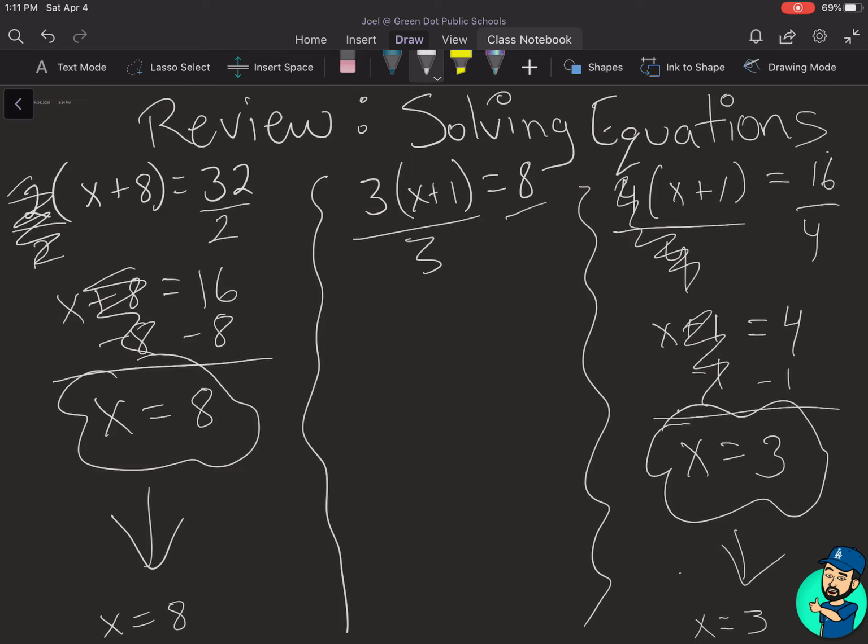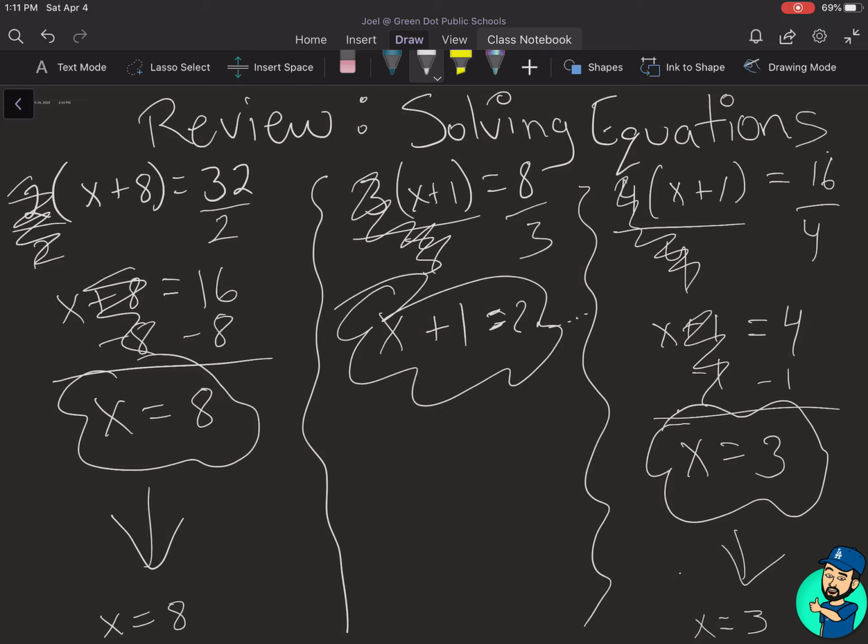If I divide 3 to both sides, yes, the 3's pretty much cancel out. I can write x plus 1. But 8 cannot divide into 3 equally. You will not get a whole number. You're going to get a decimal. It'll be 2 point something. So at this time, it would not be best to use this method.